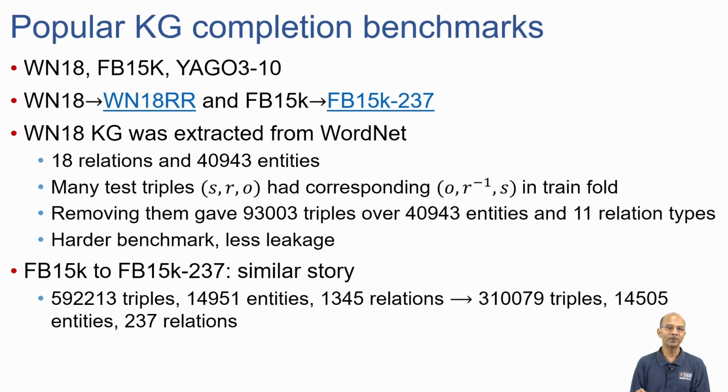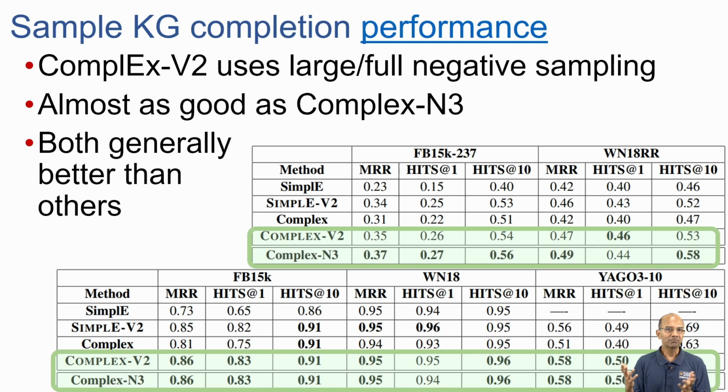The evolution of FB15K to FB15K-237 followed a similar story, starting from a larger number of triples, entities and relations. After the cleanup, people ended up with about 310,000 triples over about 14,500 entities and only 237 relations instead of 1,345 relations. These tables are a bit busy, but we can only look at the general trends. ComplEx with large or full negative sampling is almost as good as ComplEx-N3, which basically leads the chart. And both of these are better than earlier methods like SimplE and ComplEx alone. This is true across all these data sets.